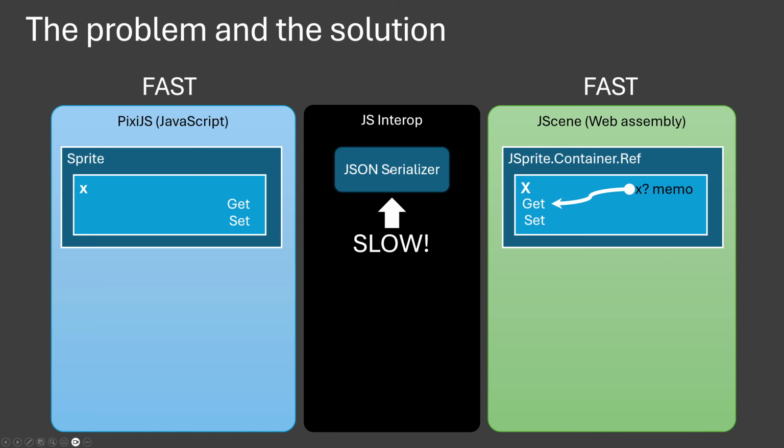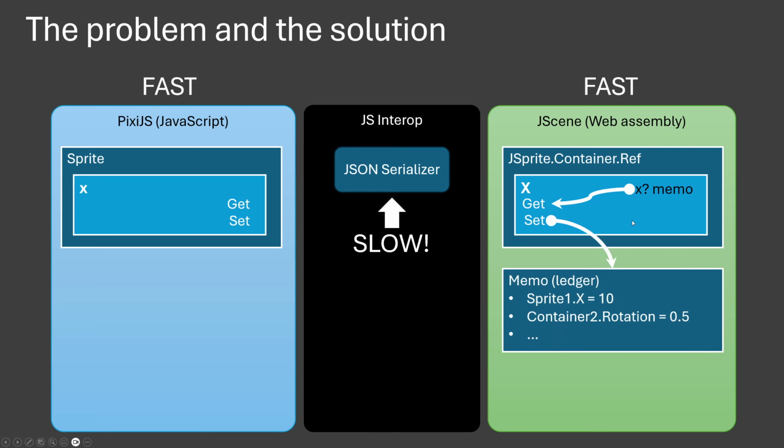So immediately for the getter, we eliminate the round trip to JavaScript through JS interop. But the setter, we need to push. When we set the property, there's no avoiding it. We need to push the data from WASM to JavaScript somehow. And this is how we do it.